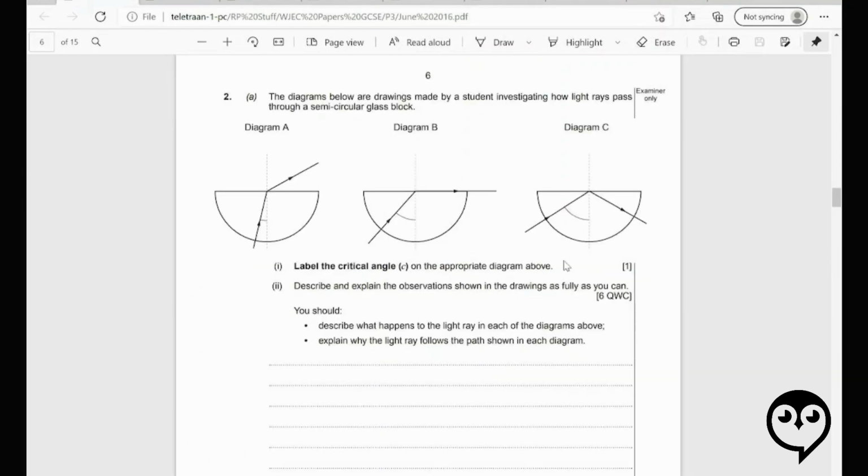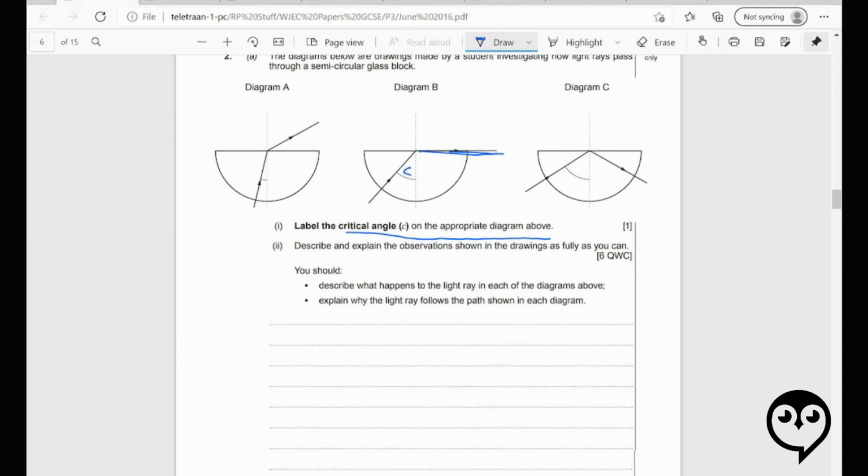Okay, and this is a June 2016, and this is a lovely little QWC question here. First of all, before we get there, though, label the critical angle on the appropriate diagram. I would say the critical angle is here, C, because that's the angle at which the refracted ray becomes 90 degrees. All right. Now, this is a lovely little written response question here.